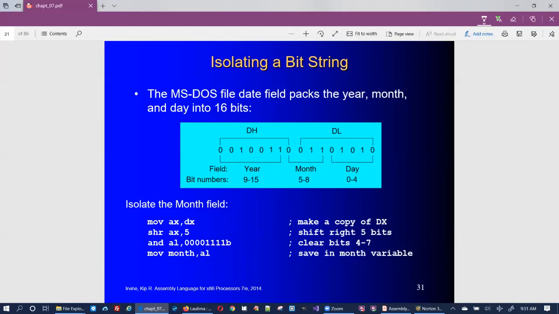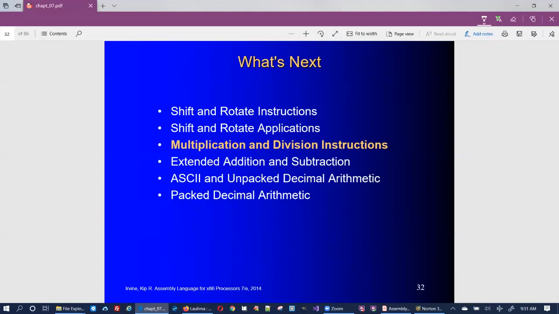In the old days, MS-DOS packed the date field into 2 bytes. The year, month, and day were stored in it, and there's some shifting that went on to extract out, to pull out the different date properties. All right.